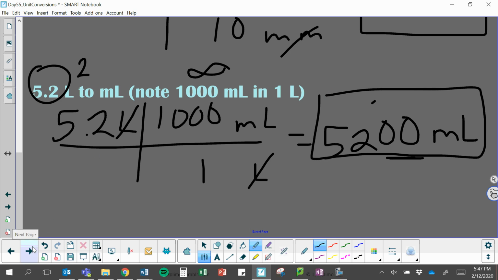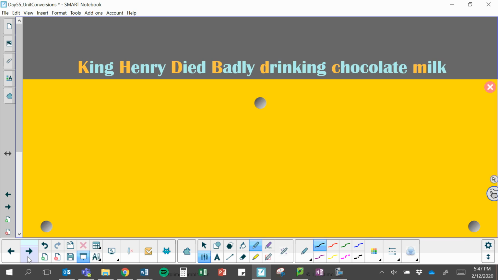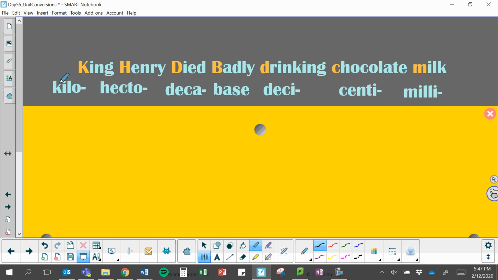Okay, so a lot of times I'm going to be giving you the unit conversions, but there's sometimes that I have where you will not be given it. So I'm going to give you this acronym to help you out. King Henry died badly drinking chocolate milk. So this stands for kilo, hecto, deca, base, deci, centi, and milli. So these are our prefixes.